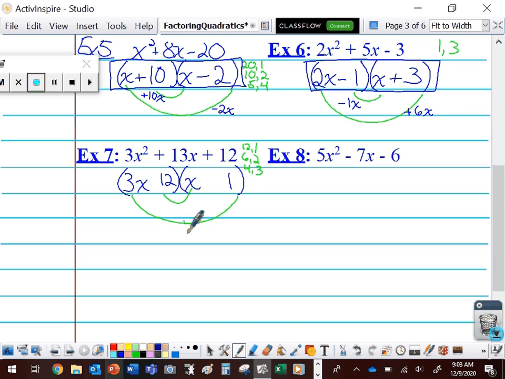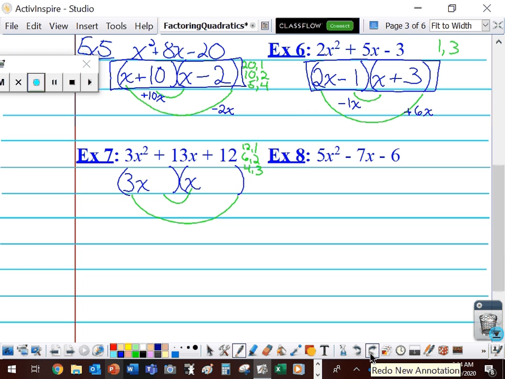Because 3x times 1 is 3x, and 12 times x is 12x. And if I add 12x and 3x, that gives me 15x, which is not what I need here. So it's not going to be 12 and 1. And even if I switch those around, then I'll have 36x and 1x, and that's not going to be what we need either. So we're going to have to try a different pair.